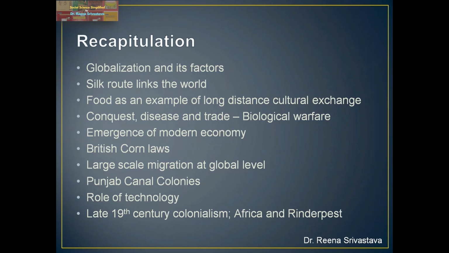Then we talked about the emergence of the modern economy. We talked about the British Corn Laws. Then we discussed large-scale migration at the global level. We also discussed the Punjab Canal colonies. Then we talked about the role of technology. And we also discussed late 19th century colonialism in Africa and how Rinderpest led to the Europeans controlling the people so easily, and how they made the local people work for them as laborers.